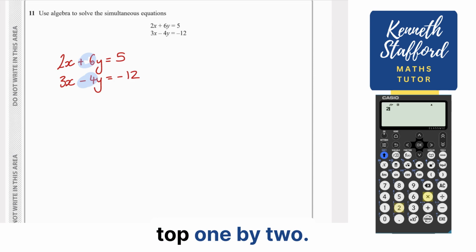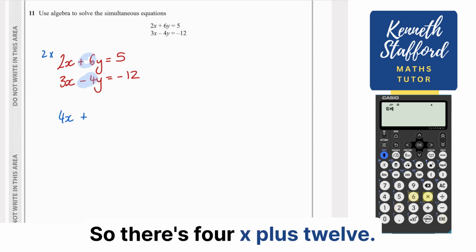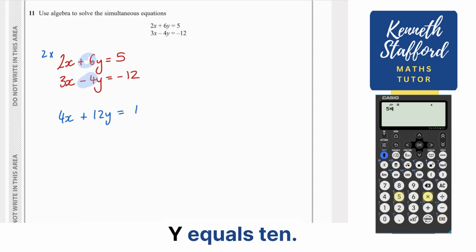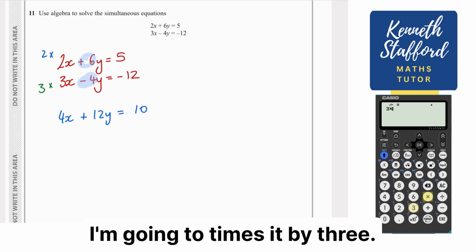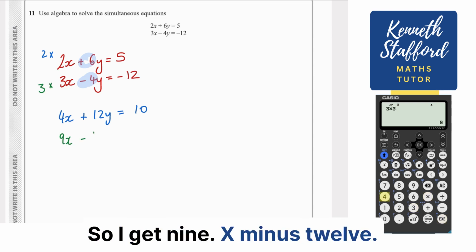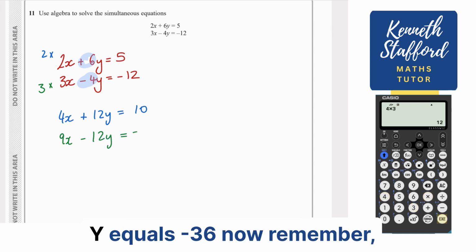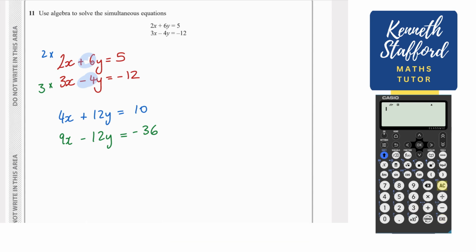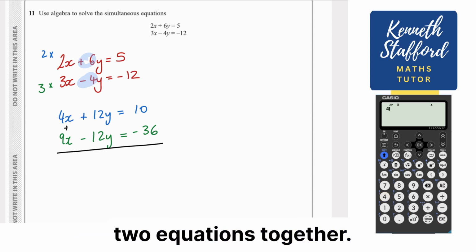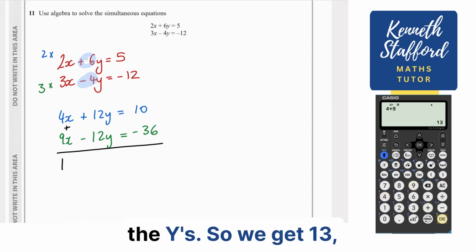I'm going to times the top one by 2. So there's 4x plus 12y equals 10. And the bottom one, I'm going to times it by 3. So I get 9x minus 12y equals minus 36. Now remember, use your calculator because you've got it. Don't be doing these in your head. And then we're going to add the 2 equations together now. That's going to eliminate the y's.